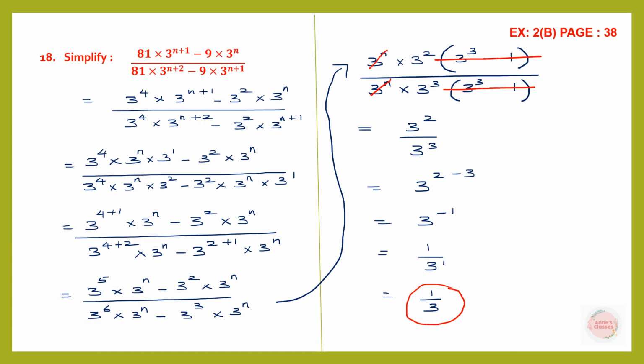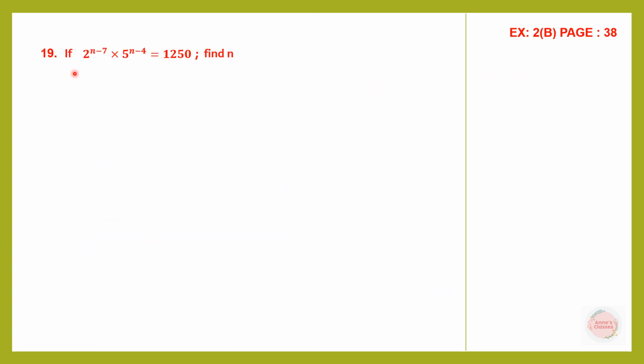Question 19. If 2 raised to the power of n minus 7 into 5 raised to the power of n minus 4 is equal to 1250, find n. Now here we have two prime numbers raised to a power. Now here we don't have a prime number, so let's try and find the prime factors of 1250.